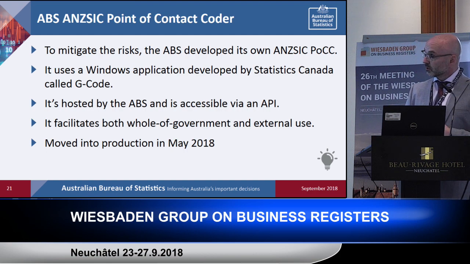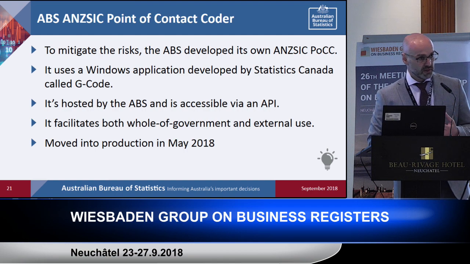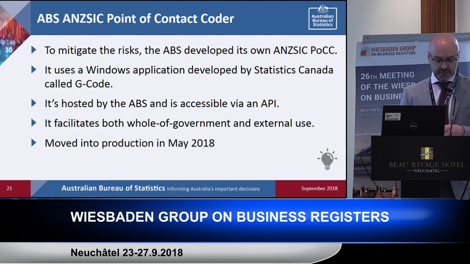So what's the solution? Well, we consider the quality of our economic statistics, and I'm sure you agree, to be very, very important. So the Australian Bureau of Statistics has decided to invest in developing its own point of contact coder. The solution we developed is a Windows-based application developed by Statistics Canada called G-Code. It's hosted by the Australian Bureau of Statistics and it's available through an API. So it's available to everyone that wants to use it, and it's just gone into production in May this year.